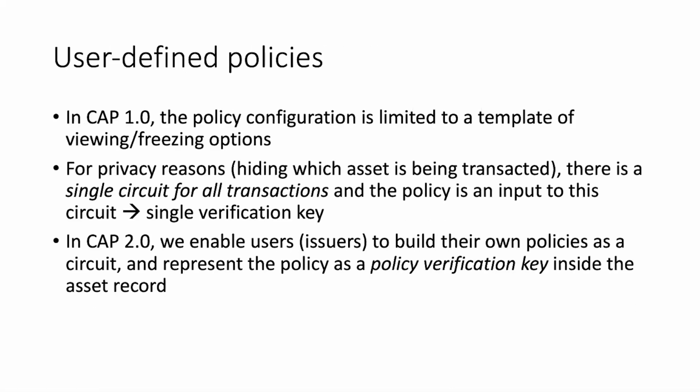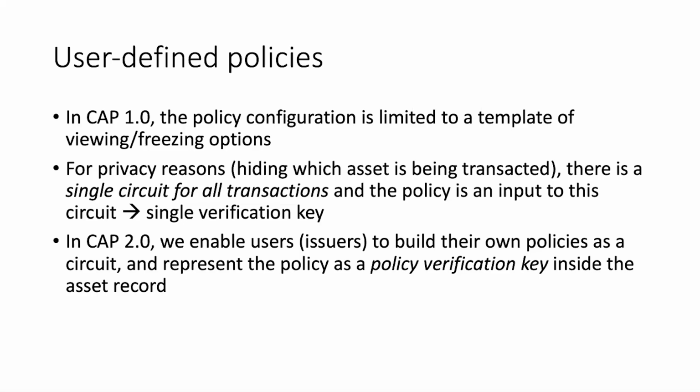So in CAP 1.0, as I've been describing, the policy configuration is limited to a template of viewing and freezing options. And the reason why we did that is because for privacy, we wanted to have just one circuit which encapsulates all policies. And so there's a single circuit that represents a transaction and the zero knowledge proof that you need to create for the transaction. And the policy is just an input to this circuit. So there's a single verification key, and that ensures that you can't tell which asset is being transacted, right?